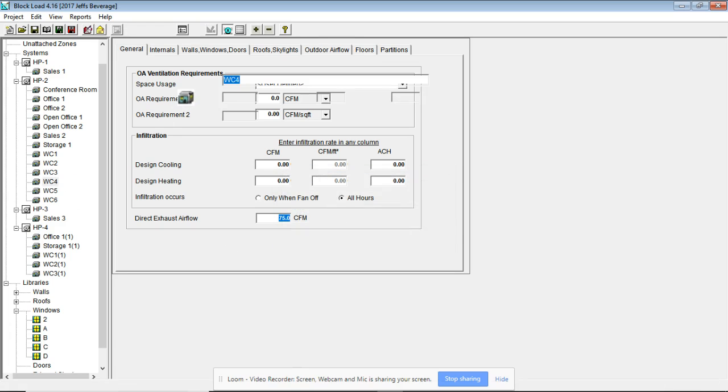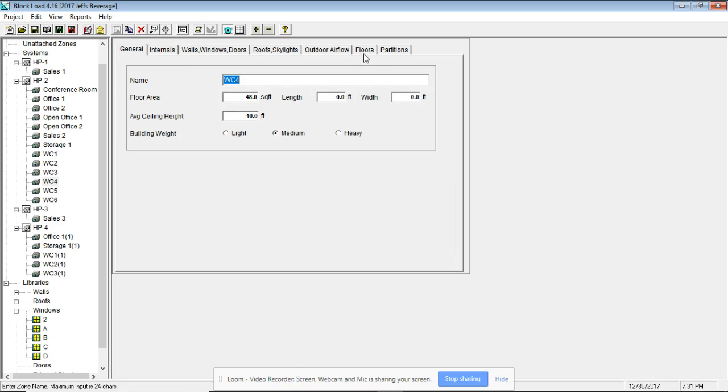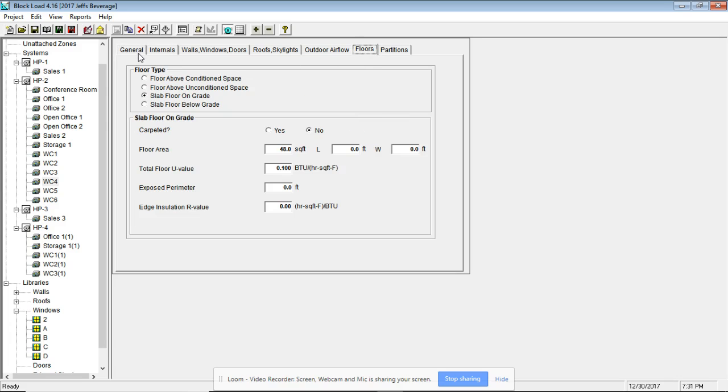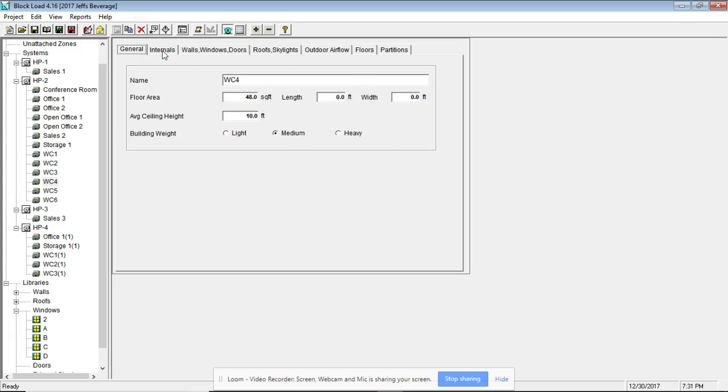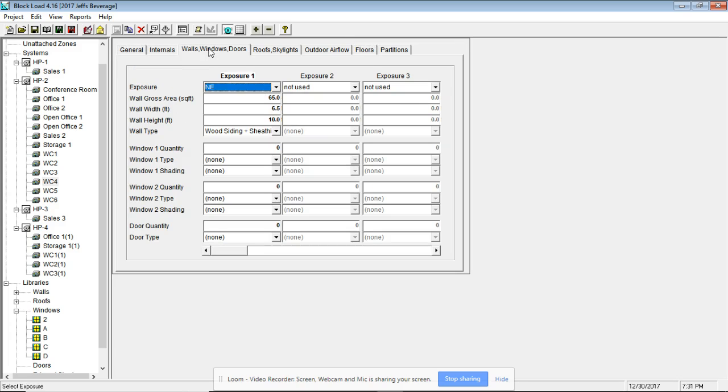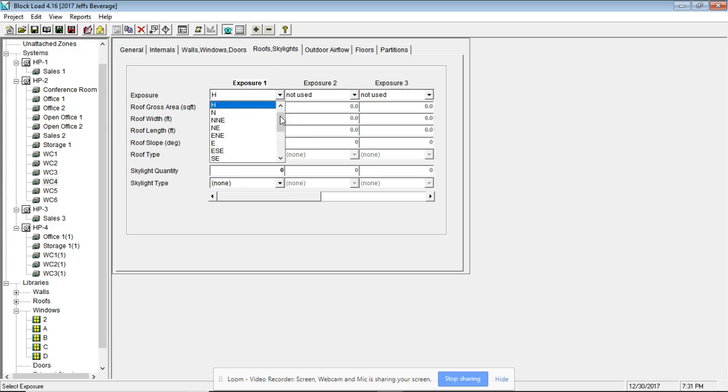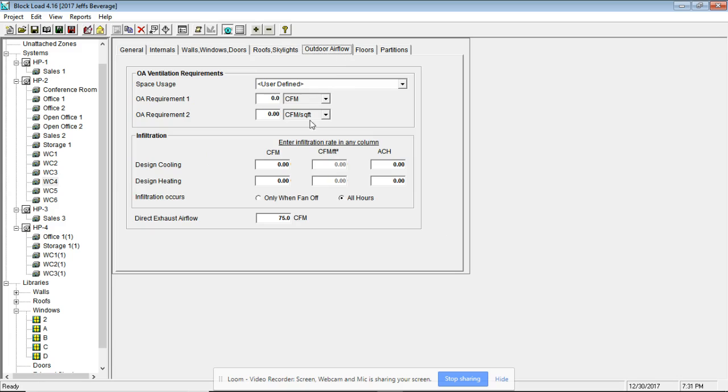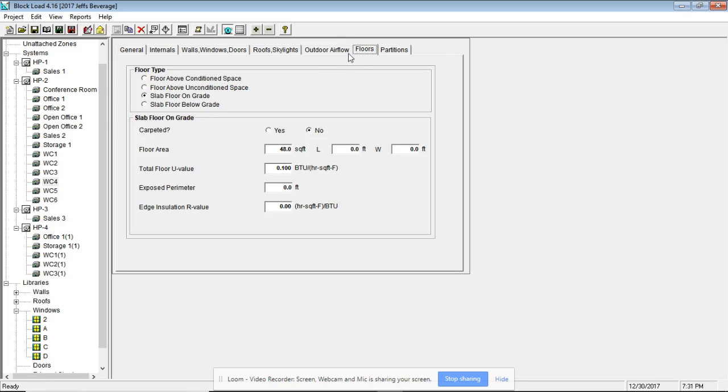What closet for? 48 square feet. And you'll notice that a small bathroom in most commercial spaces is around 50 square feet. Internals, no people. There are no exposures because it's an internal bathroom, so we'll delete any wall exposures. Roof and skylights. Let's delete the roof because it's on the first floor. Same thing, same flavor. 75 CFM of exhaust and 48 feet.